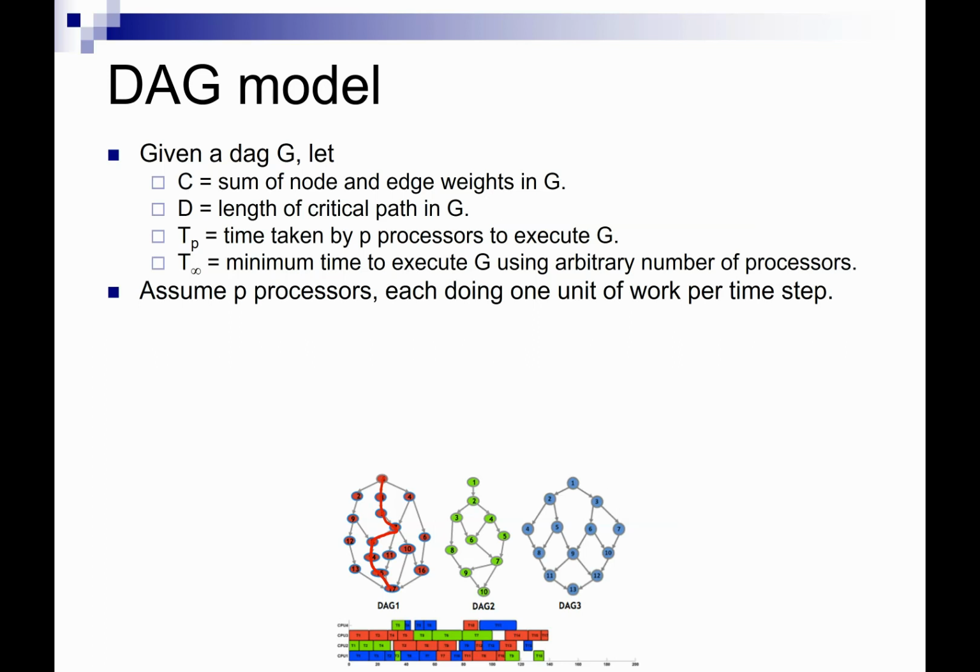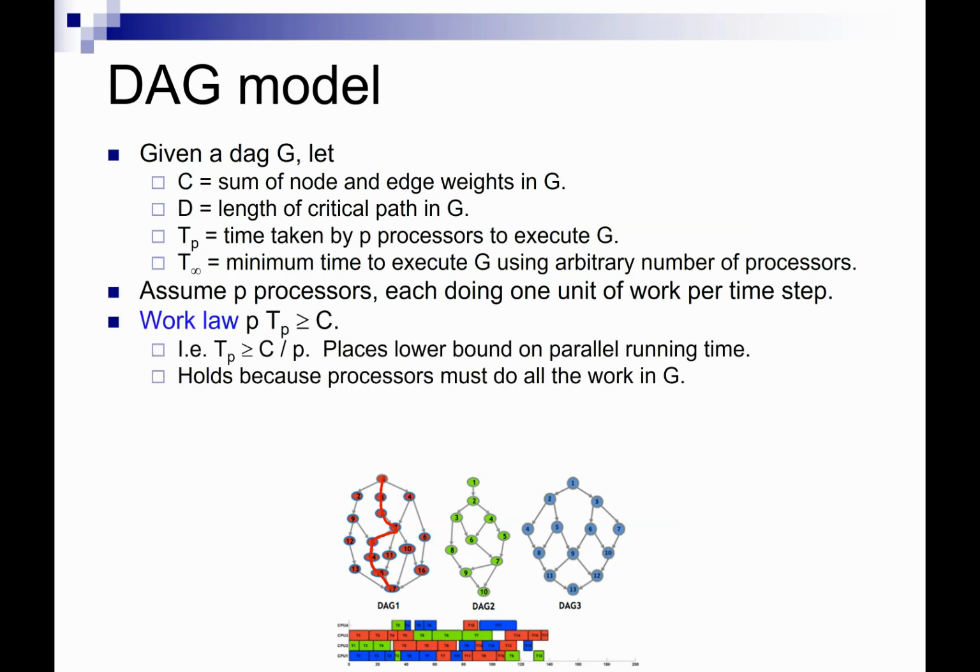We're going to assume that when you have P processors, each processor can do 1 unit of work per time step. Now, if you have processors with different speeds, then you can just renormalize all those processors, and this analysis would still work. Now we can say 2 things about how much time these parallel processors are going to take.